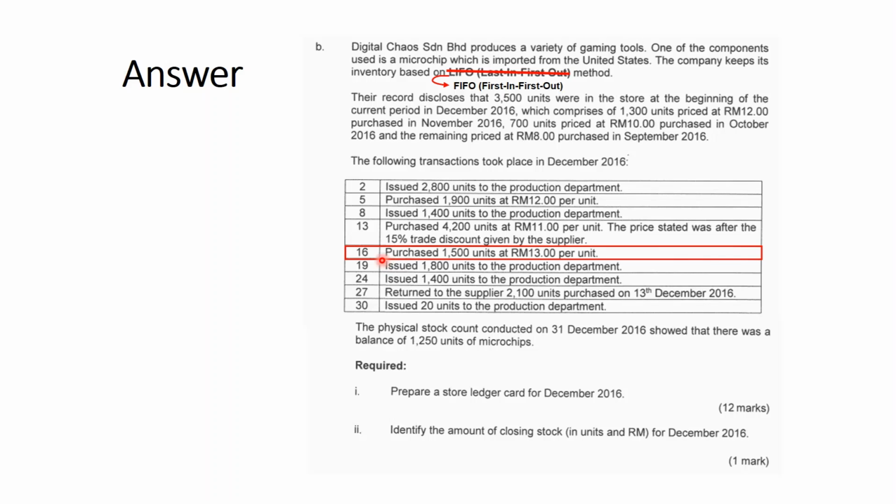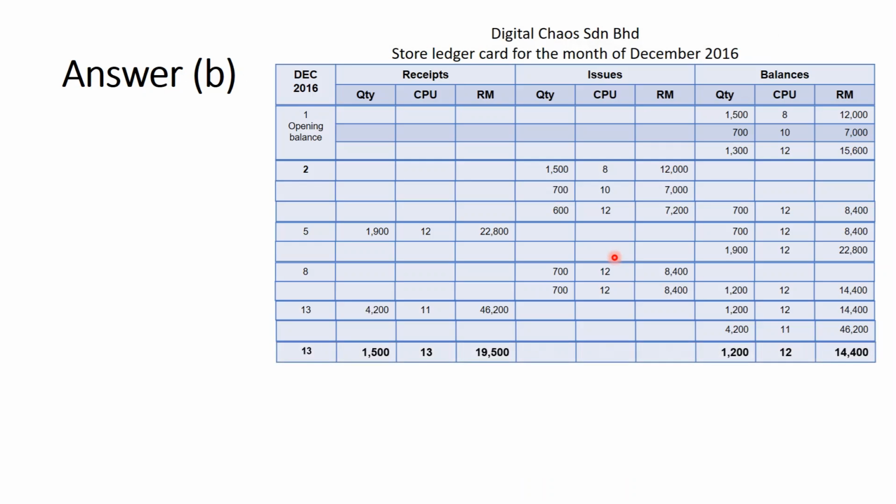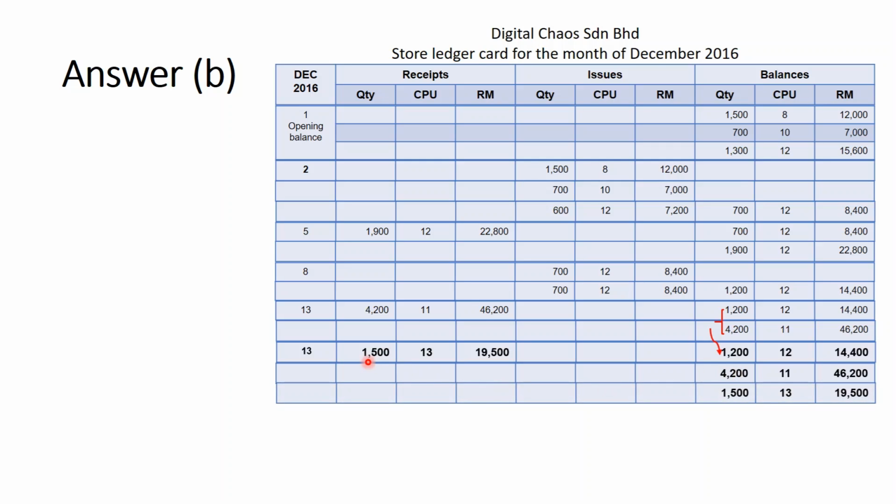On 16 December, purchase 1,500 units at RM30 per unit. We need to bring the figures which are the balance previously, 1,200 and 4,200, into the next record, and then we record the newest batch at the bottom, which is 1,500 at RM30.